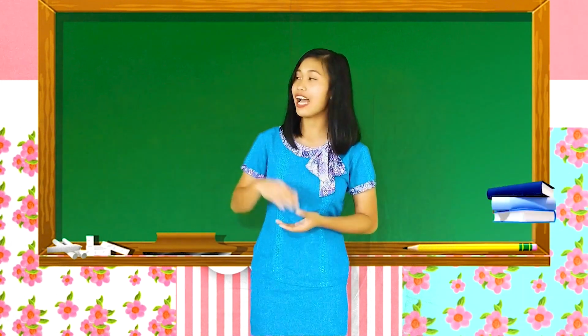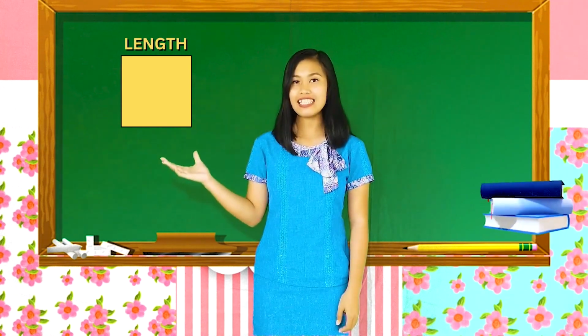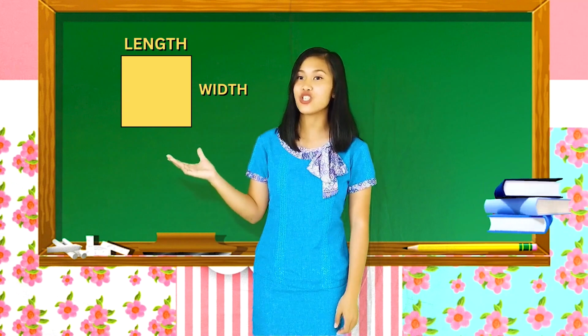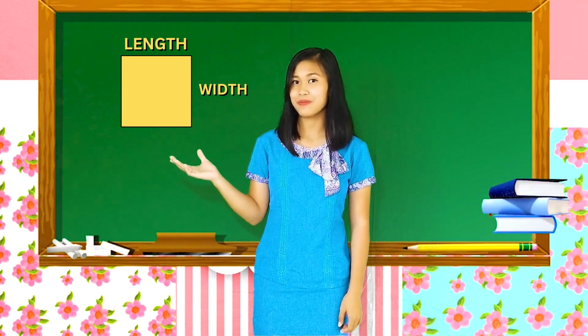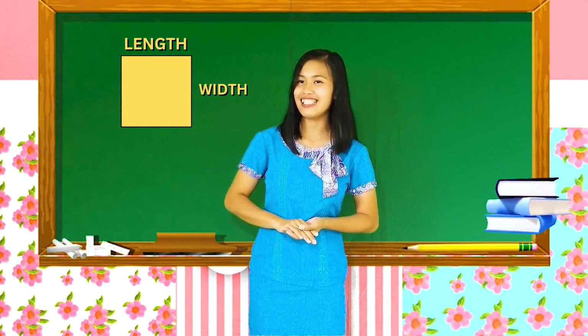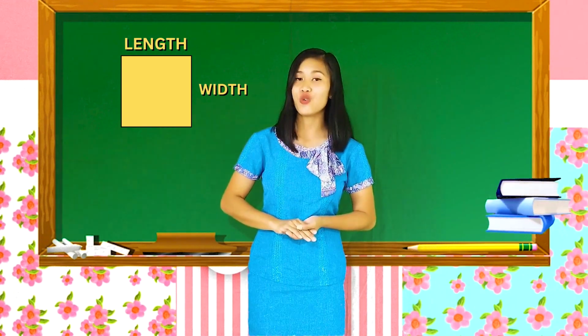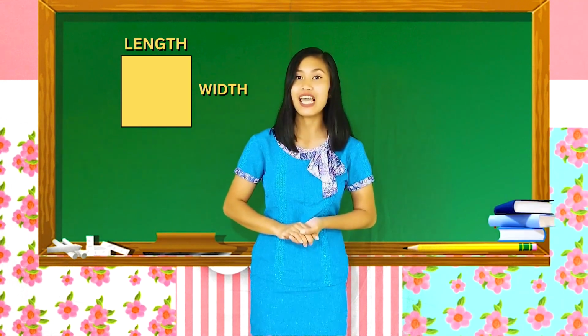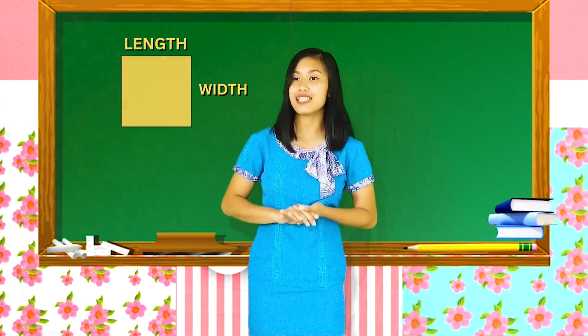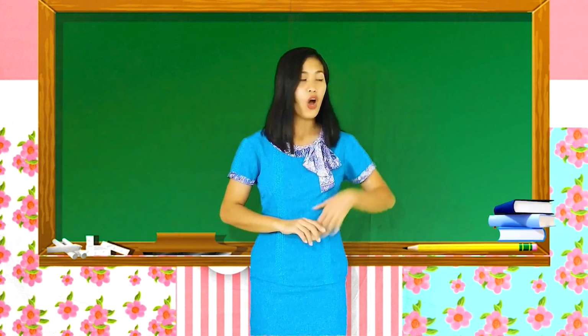Let's take a look at this shape. What shape is this? Square. Very good. Now, this is the length and the width of this square. Did you notice something? Yes, the length and the width of a square are the same, meaning they have the same size.